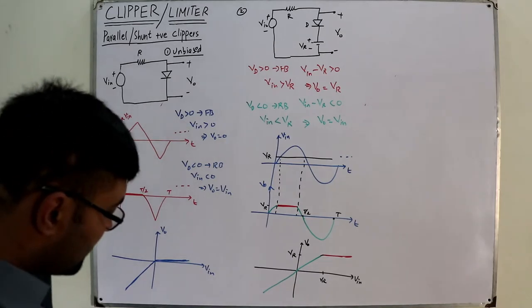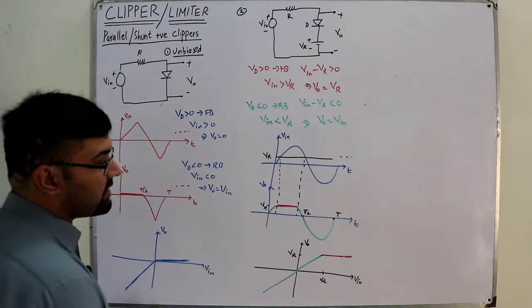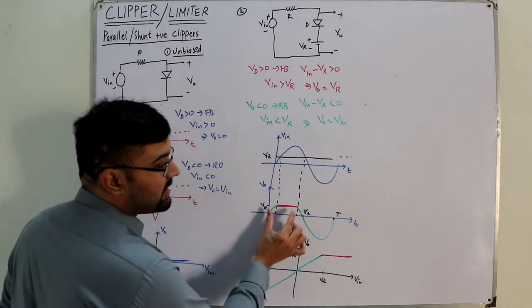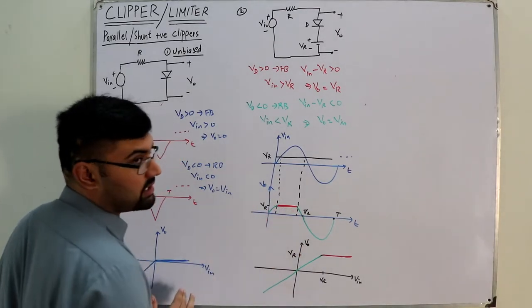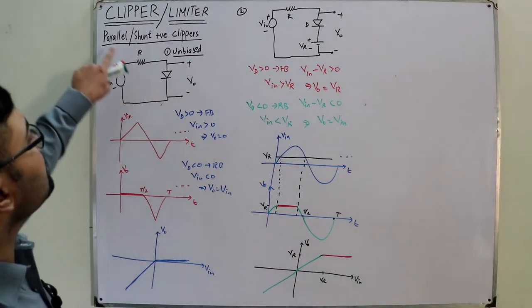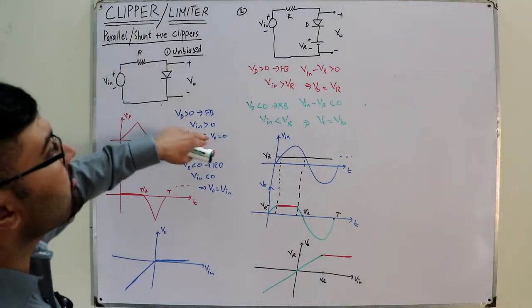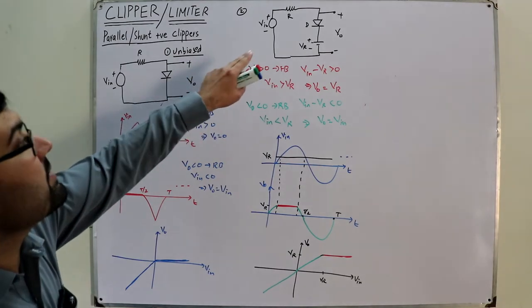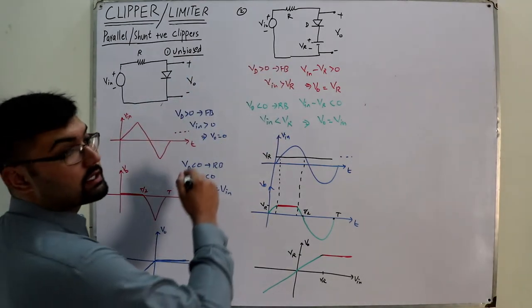So have a look. What sort of a clipper? This is a positive clipper. Why? Because the clipping has been done above a certain level, or the positive portion is clipped. Right? And we know that this is a positive parallel clipper. But this time it is biased.